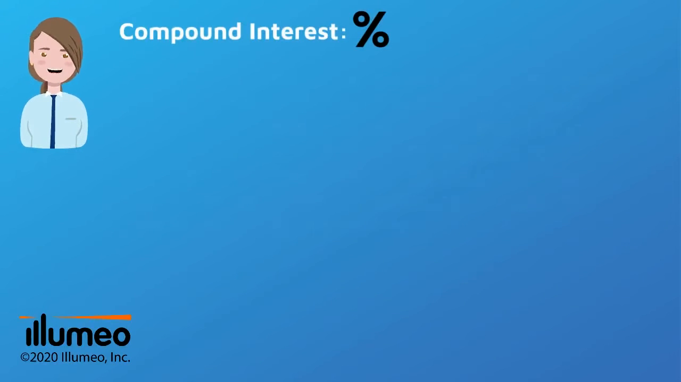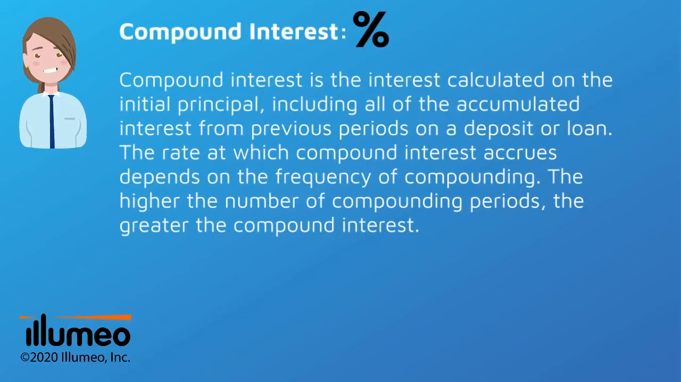Compound interest. Compound interest is the interest calculated on the initial principal, including all of the accumulated interest from previous periods on a deposit or loan. The rate at which compound interest accrues depends on the frequency of compounding. The higher the number of compounding periods, the greater the compound interest.